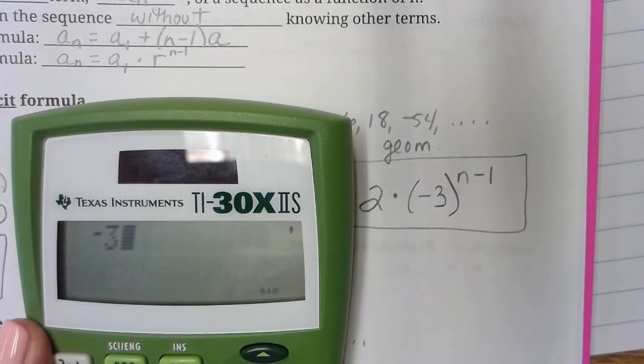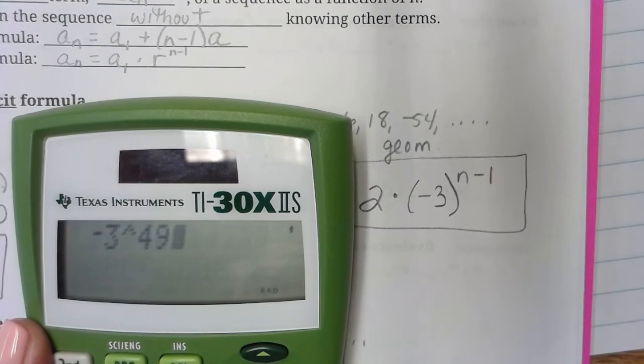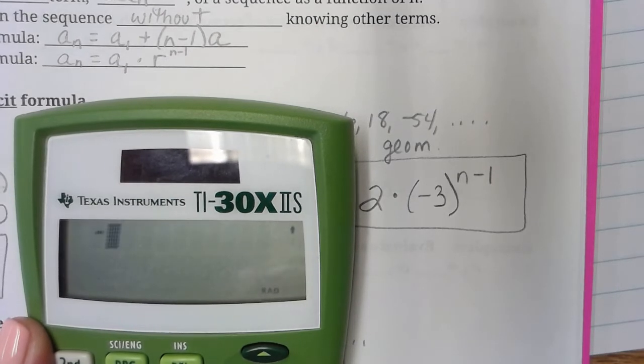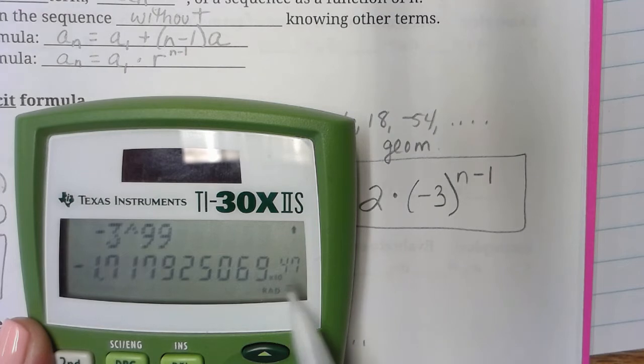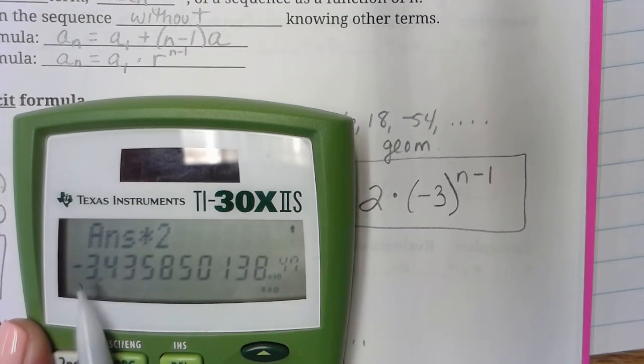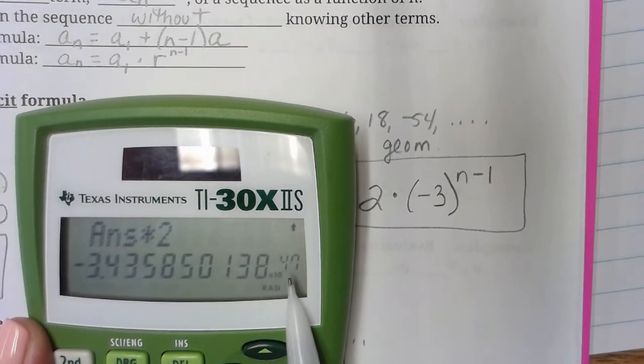And again, maybe I want to know term 500. So I can do -3 to the, well, I put 500 in for n. 500 minus 1 is 499. Oh, and it's too big. Maybe we find the 100th. So I'm going to go -3 to the 99th power, which is still enormous, times 2. So it ends up being -3.4 times 10 to the 47th.